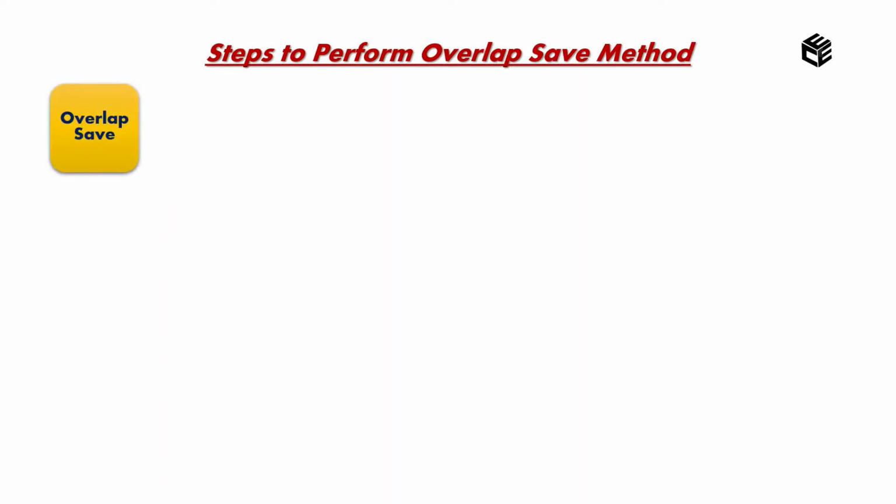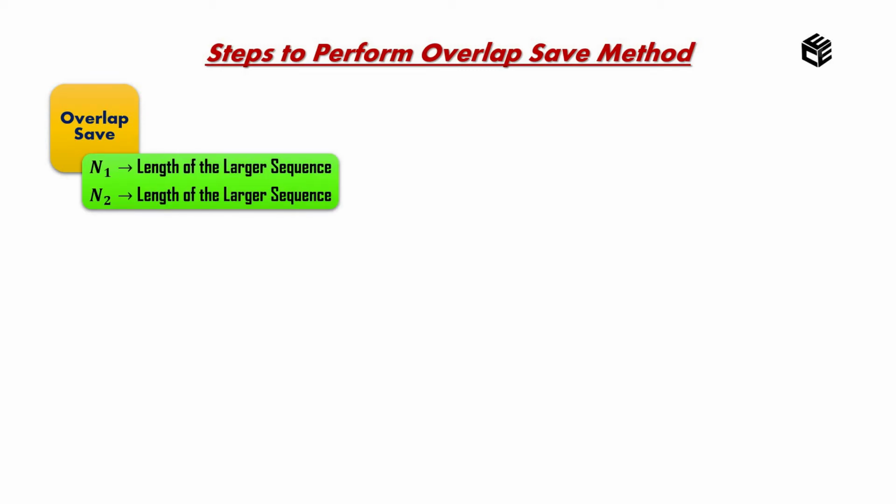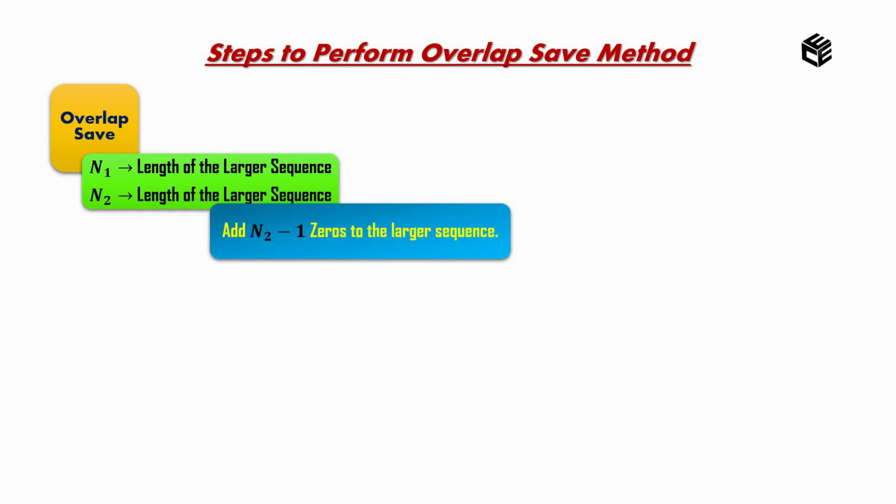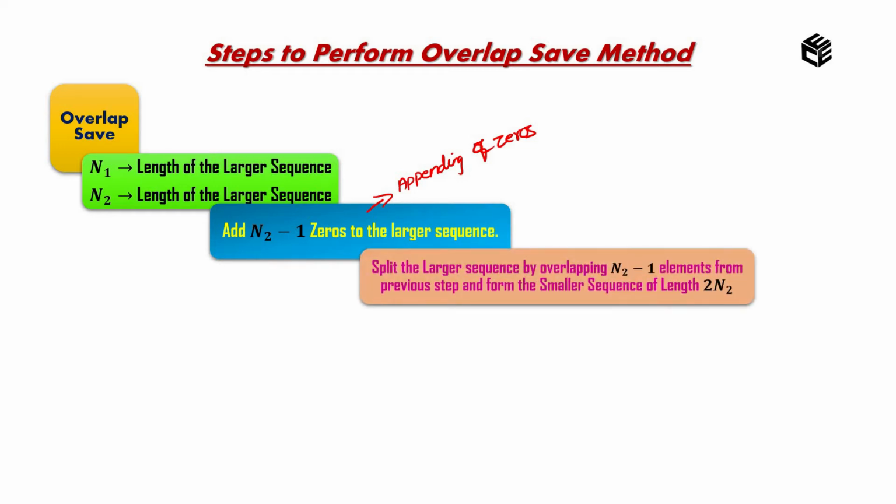Now, let's move on to the steps to perform the overlap save method. In the overlap save method, the first step is the same, that is, we find the length of the larger sequence and the length of the smaller sequence and name them n1 and n2. The second step is that we add n2 minus 1 zeros to the larger sequence, which can also be called appending zeros. Here the most important point is that we add the n2 minus 1 zeros to the front side of the larger sequence.